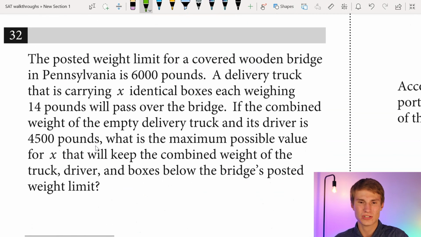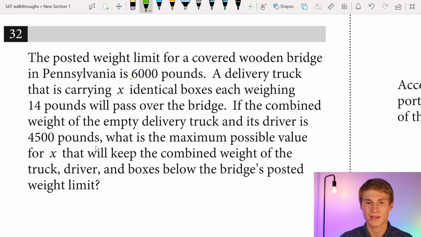All right, moving on to number 32 now. The posted weight limit for a covered wooden bridge in Pennsylvania is 6,000 pounds. A delivery truck is carrying x identical boxes, each weighing 14 pounds.